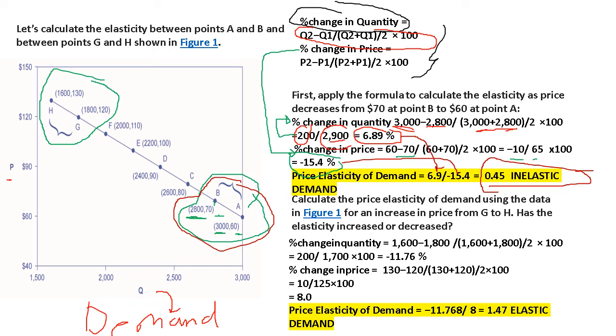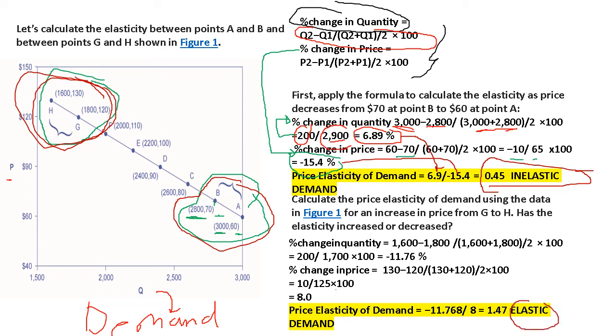All right. So we continue. Here we will calculate, no? We will calculate the price from G to H. Same procedure, and the final answer is negative 11.768 all over 8 is 1.47. So it is more than 1, it is elastic.